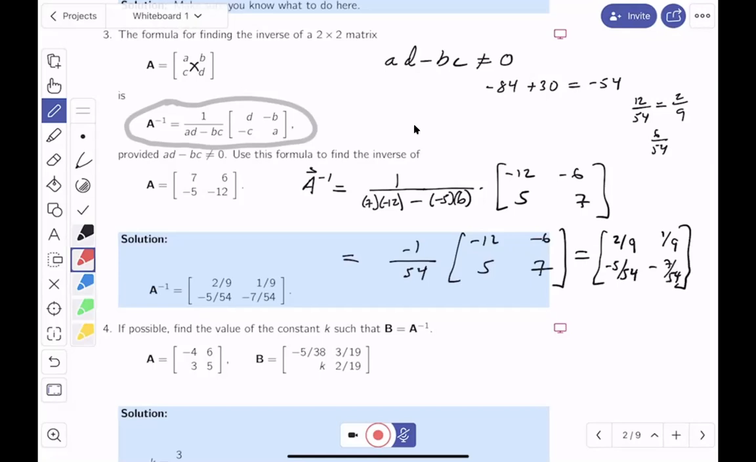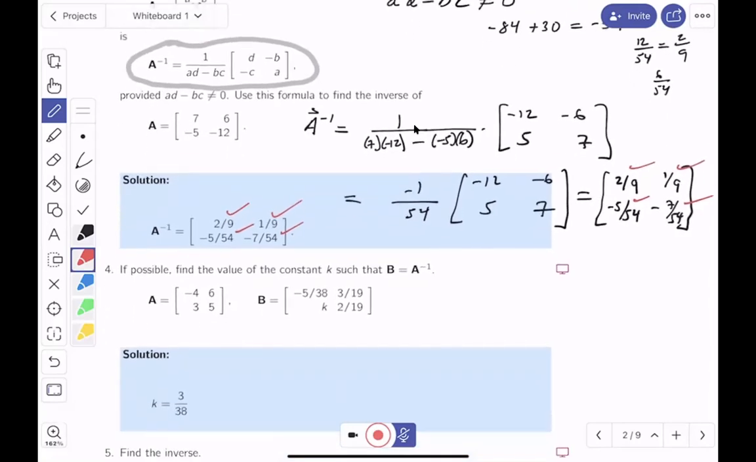Let's take a look. And let's see. 2 ninths, 1/9, minus 5 54s, minus 7 54s. All right. So this one over here, it says, if possible, find the value of the constant k such that B would equal A inverse. All right.